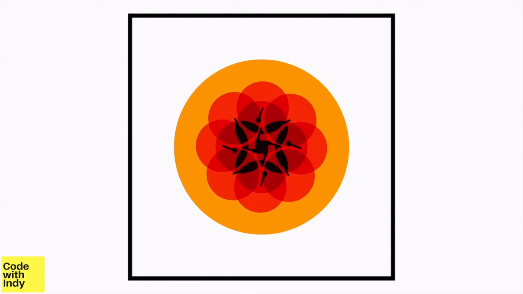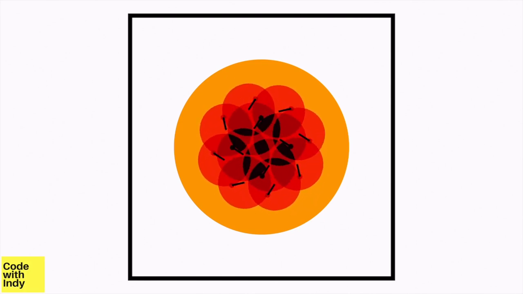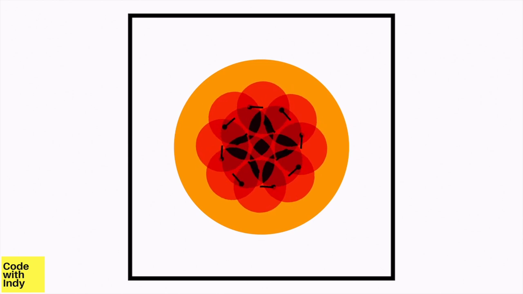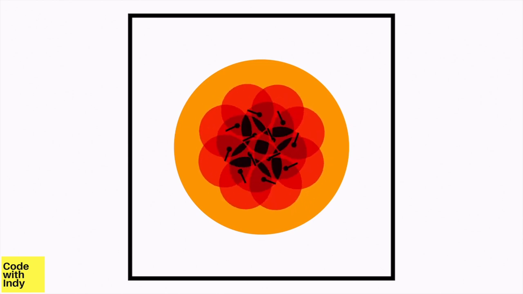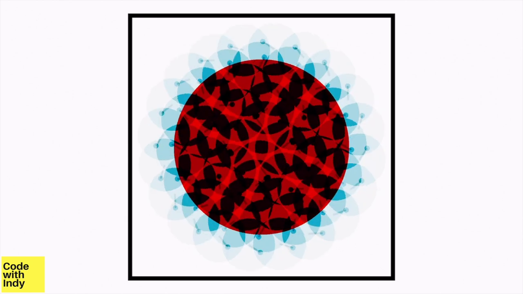This video is a part of a series of videos where I create a small animation effect using Flutter canvas and show you how to code it up. In this episode, I'm going to create this spellbinding flower looking animation.